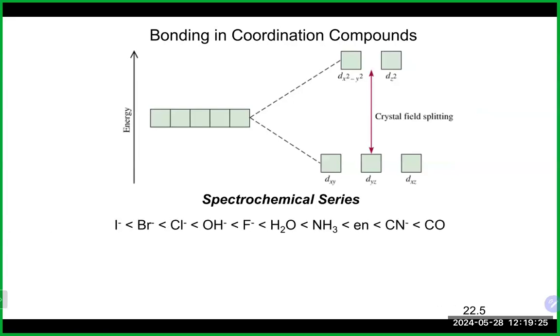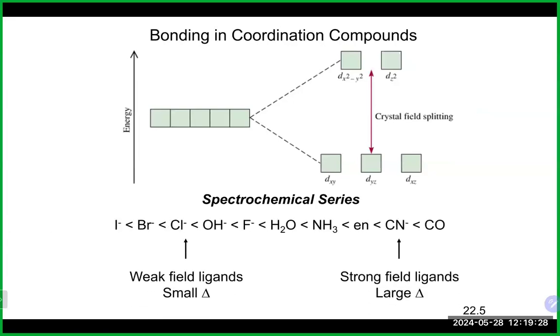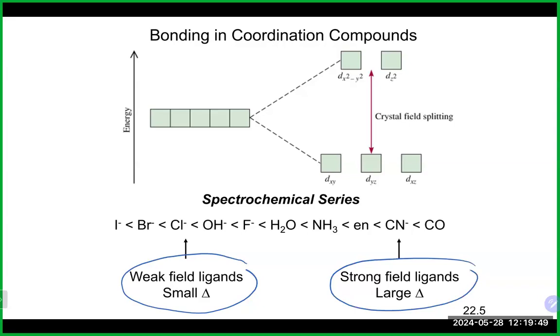So let's talk about how we know if we're going to get a big difference in these d orbitals or a small difference in these d orbitals. It does depend on the ligands that are present, and this is basically a spectrochemical series. These are what are considered weak field ligands. These are considered strong field ligands, which means if these guys are present on the left-hand side, we will get a small difference in a weak field.